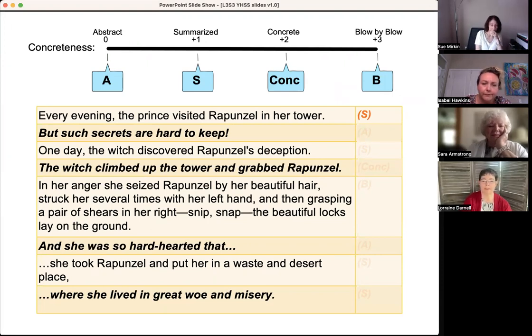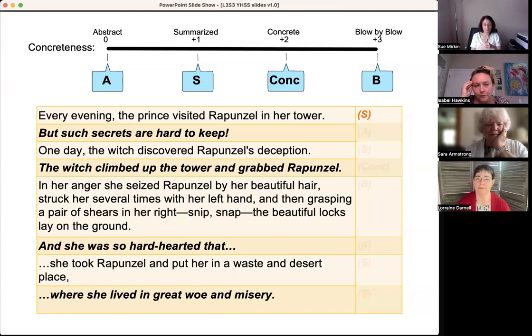One day, the witch discovered Rapunzel's deception. What's that? Abstract, summarized, concrete, or blow by blow. One day, the witch discovered Rapunzel's deception. Would you do? Summary? Go ahead. It is summary, right? Because we understand it, but how do you draw it? You have to make a lot of very concrete choices to be able to draw it, or to say, go discover Rapunzel's deception. Right. So that is clearly summarized.